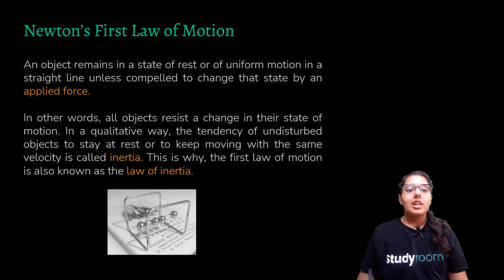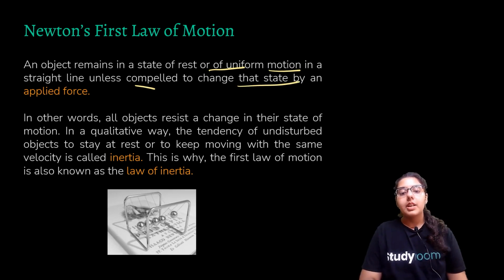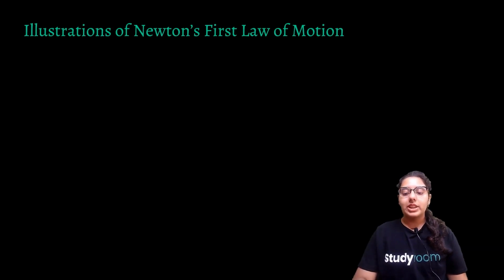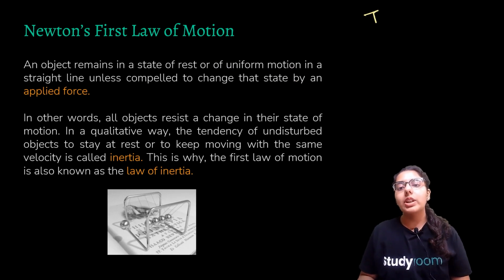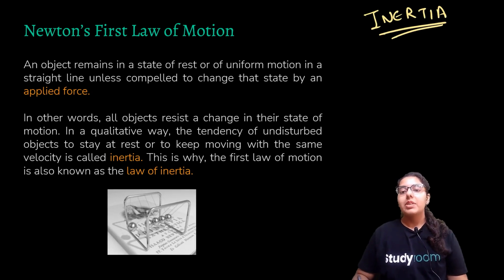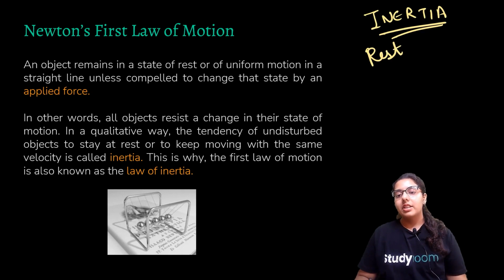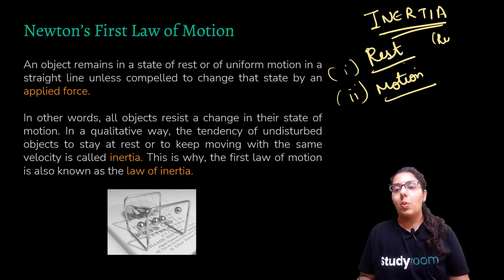The law states: an object remains in a state of rest or uniform motion in a straight line unless compelled to change that state by an applied force. In other words, all objects resist a change in their state of motion. In a qualitative way, the tendency of undisturbed objects to stay at rest or to keep moving with the same velocity is its inertia. So what is inertia? Simply, your body resists change, right? You want to stay at rest if you are at rest. You want to stay in motion if you are in motion, correct? You just resist change.